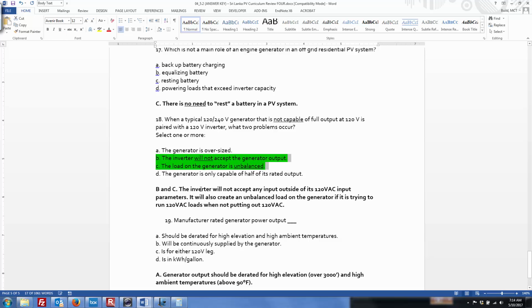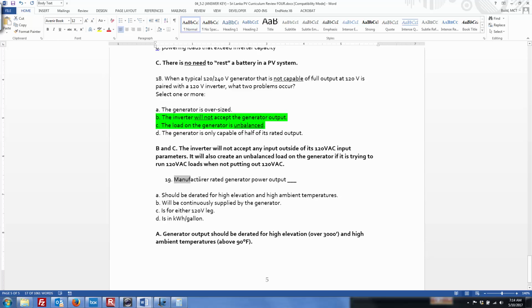B and C. The inverter will not accept any input outside of its voltage AC input. It will also create an unbalanced load on the generator if it's trying to run 120 volt AC when not putting out 120. Okay, so it's very important that you have matched voltages.